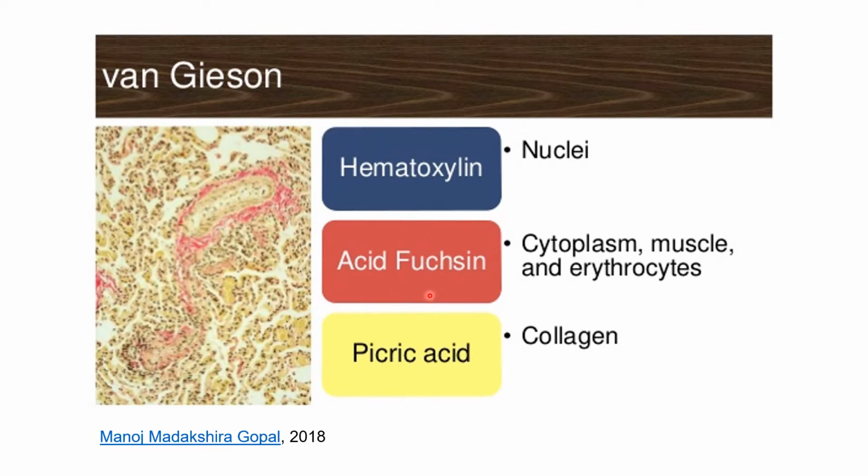And of course, we have acid fuchsin. This one stains the cytoplasm, muscle, and erythrocytes. And of course, we have picric acid, which could stain collagen in this tissue. So take note, we tried to combine different kinds of stain to make a complex staining procedure, and of course to increase differentiation, like to differentiate one cell from the other cell.